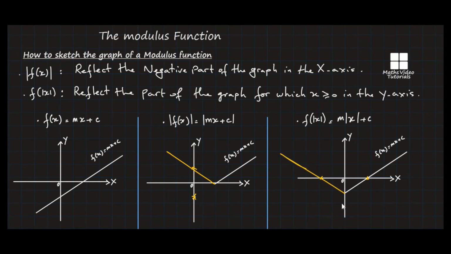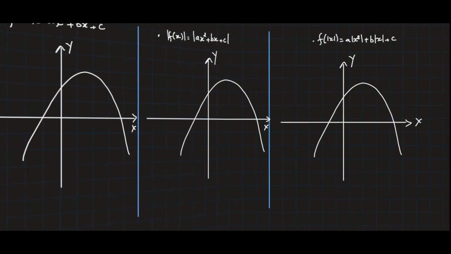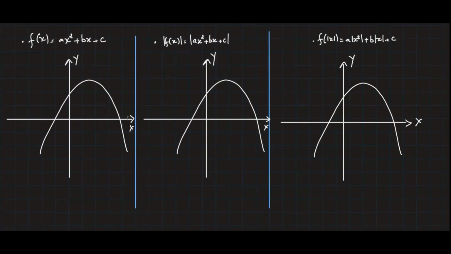All right, let's do a quadratic one now. Now we can continue with sketching modulus graphs, this time with quadratic graphs. The method will be the same. So we sketch the original graph and then we apply the modulus rules. For this one here, we need to reflect in the x-axis. So basically this is the negative part of the graph, and this one here. So these two will have to go, and we reflect them on the x-axis.